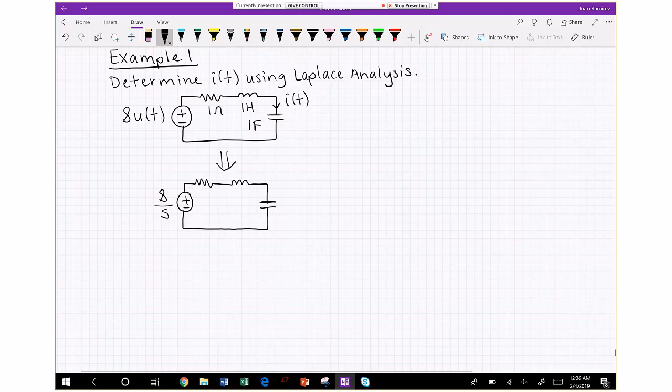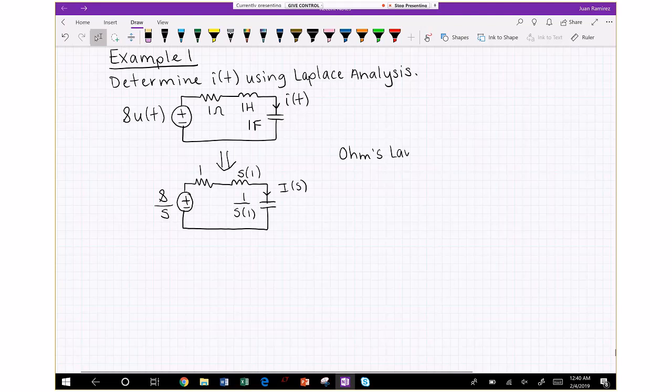Resistors, remember the impedance in the S domain of a resistor is just the resistance. An inductor is S times the inductance, so S times 1. And the impedance of a capacitance is 1 over S times the capacitance. That's 1 over S. And we are looking for now the S domain current.